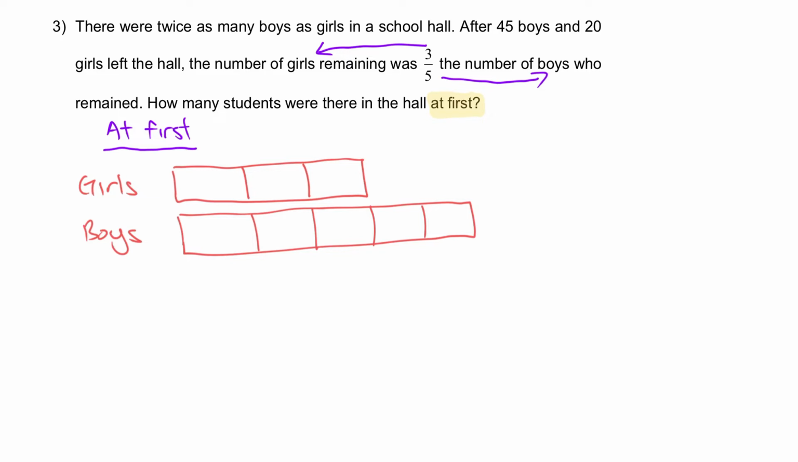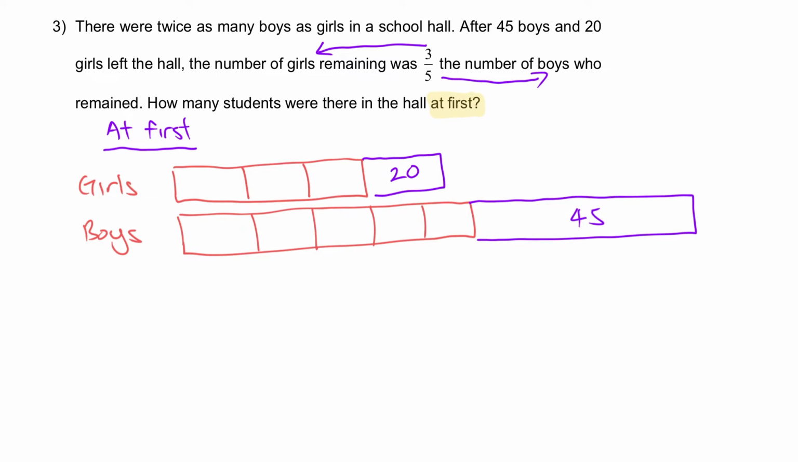Next, what happens before this? This is after 45 boys and 20 girls left the hall. So I'm going to add back the people, 45 boys and 20 girls. Let me add it back. So probably this is the 45, and then the 20. Something like this.